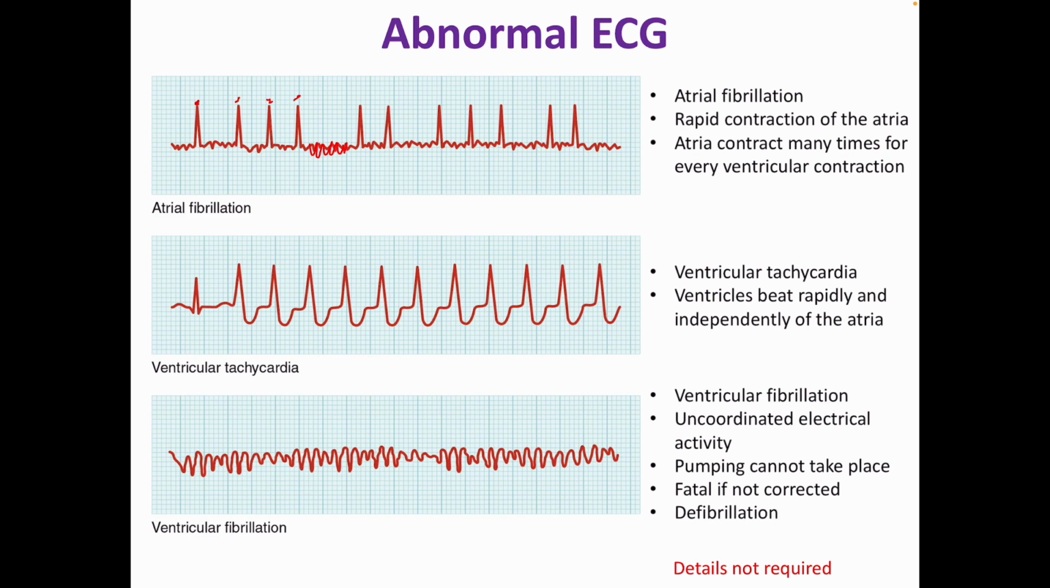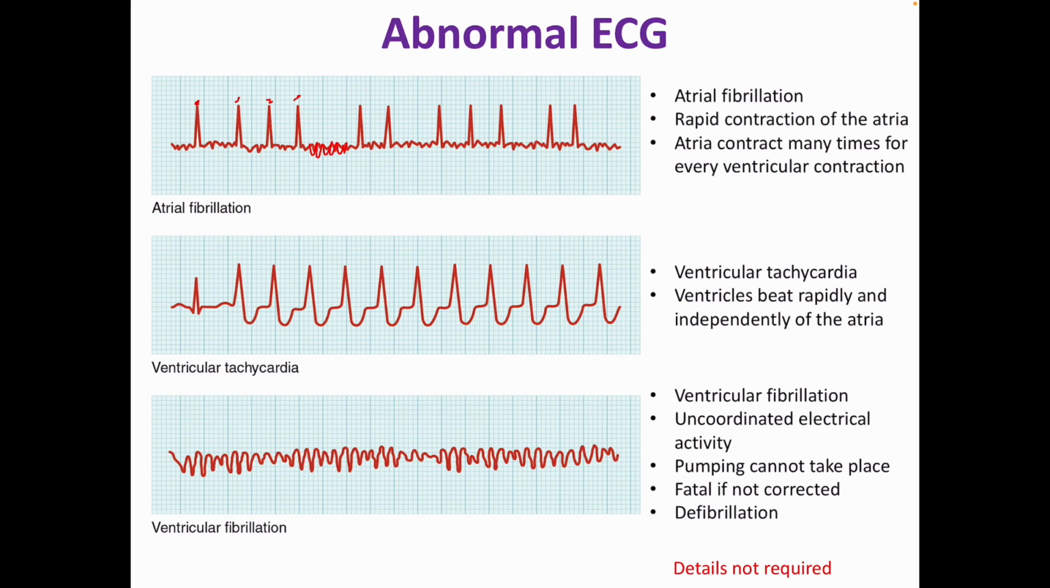This one here is ventricular tachycardia. So the ventricles are beating very, very quickly and they are not coordinated with the atria. And with that one, because the ventricles are contracting very quickly, they wouldn't have time to fill up with blood in between each heartbeat. So the person would start to feel very faint.